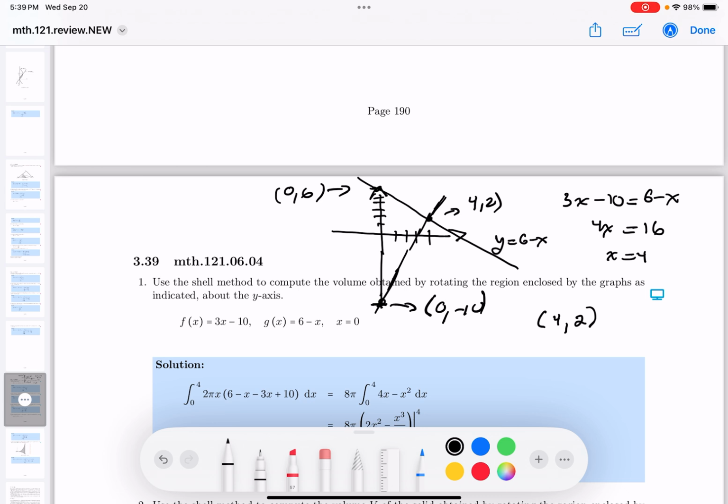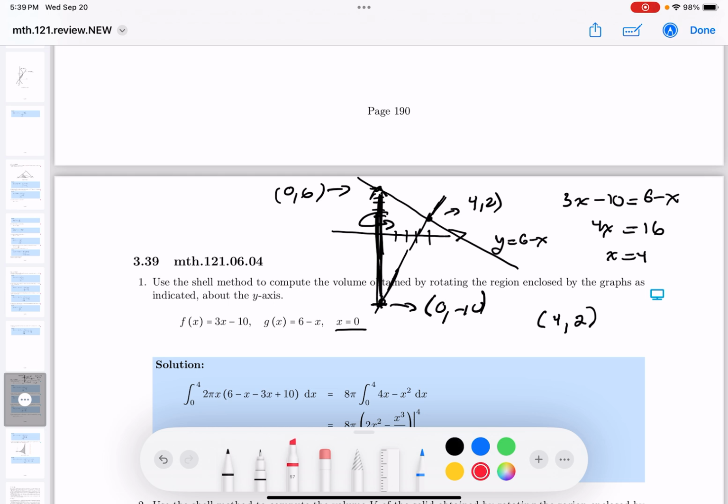I've got to keep reading. It says use the shell method to find the volume obtained by rotating the region enclosed by the graphs as indicated, about x equals 0. I want to put x equals 0 as the line of rotation over here, so it's being rotated like this.